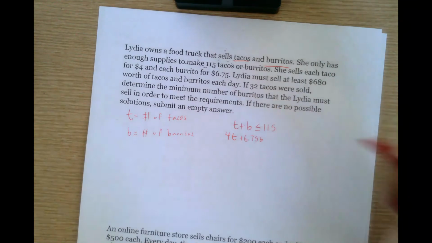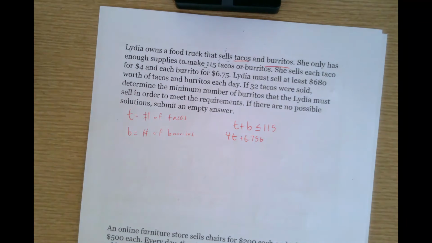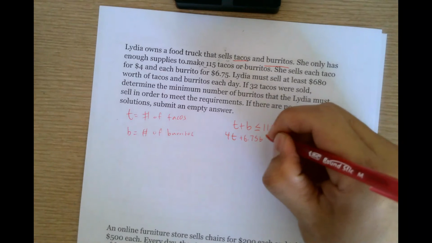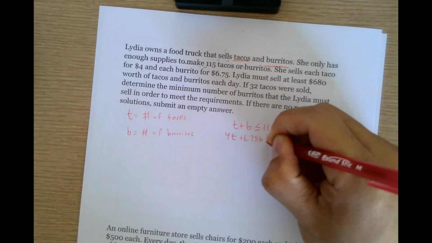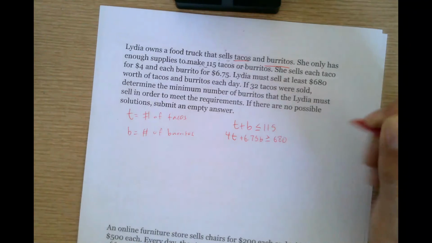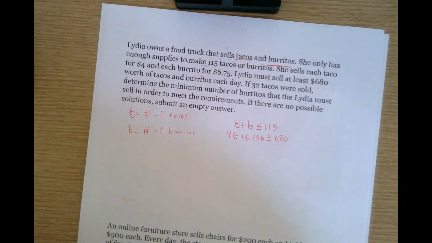So we know that when we put those two together, that equals the total amount of money she makes. Every taco gets $4, every burrito she gets $6.75. We put those together, we get the total amount of money she earns. And what does it say? Lydia must sell at least $680 or more. So how much money she makes is going to be greater than or equal to $680, because she must make more than $680 or equal to it.